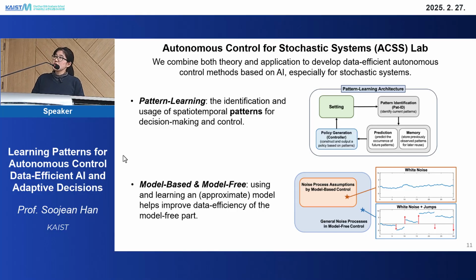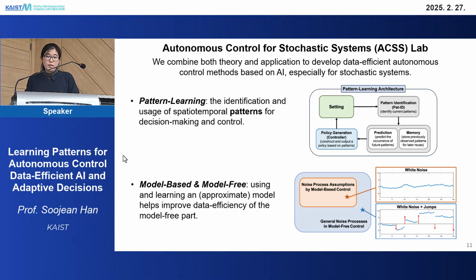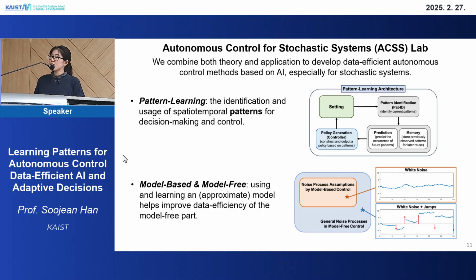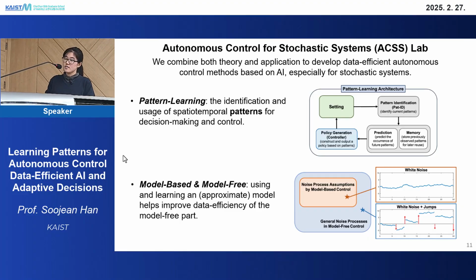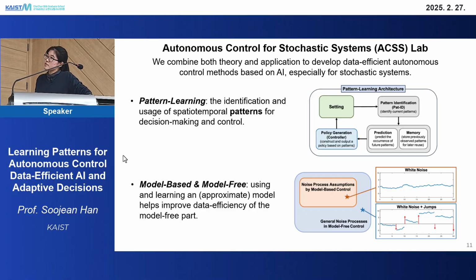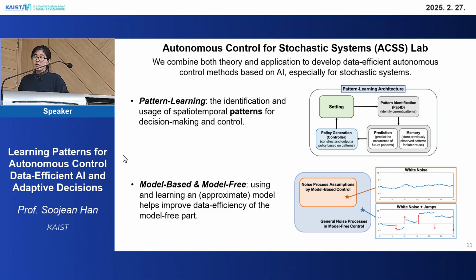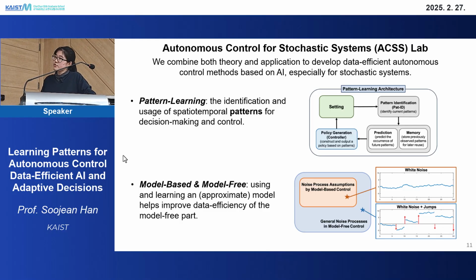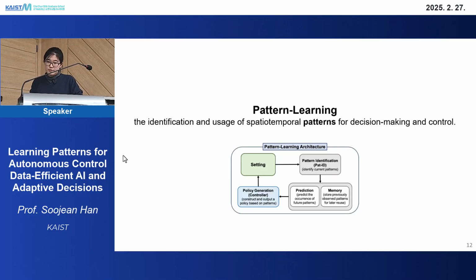So here is just a slight categorization of what our lab does. We broadly combine both theory and application to develop data-efficient autonomous control methods based on AI, especially for stochastic systems. So that includes 2 parts: pattern learning, the identification and usage of spatiotemporal patterns for control, and the trade-off between model-based and model-free methods. So how do we learn an approximate model and improve the data efficiency of the model-free part? Just to go into a bit more detail about each of these 2 points.